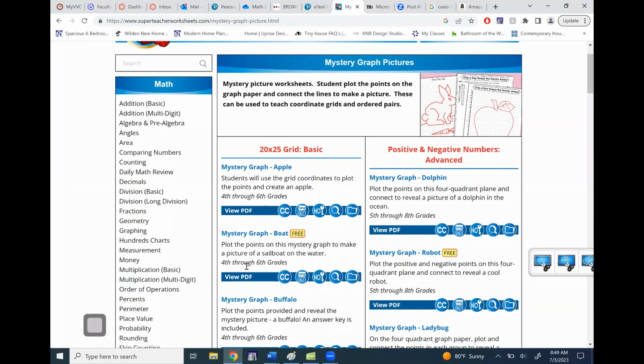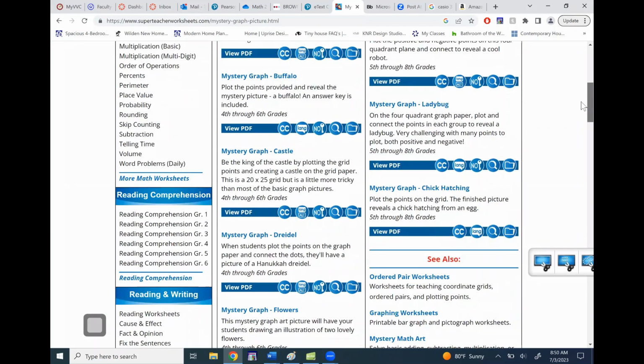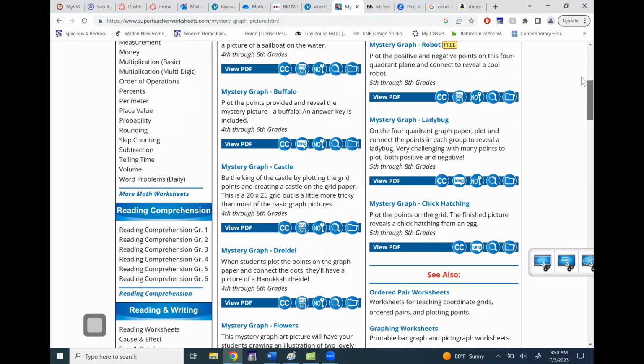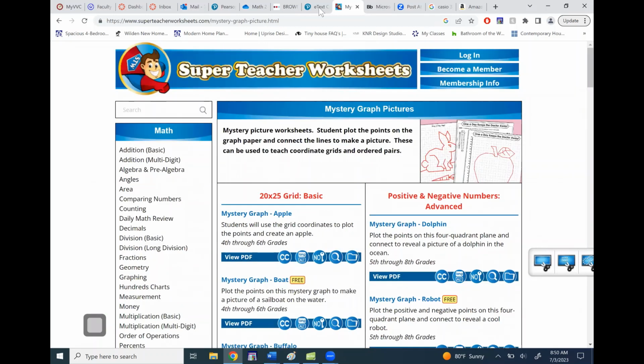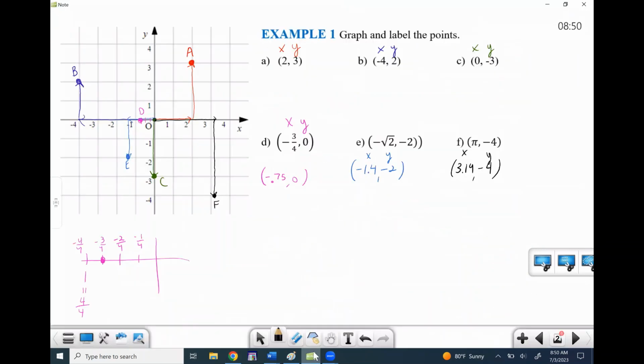So I wouldn't do these here because these are only going to be in the positive. You can see here it's got positive and negative numbers. So you could do like the dolphin, the robot, the ladybug. It has a whole bunch of them for you to pick from. Just print that guy out and start graphing just to get it out of your system. So I'm going to go ahead and copy this, put this into the slide. Okay.